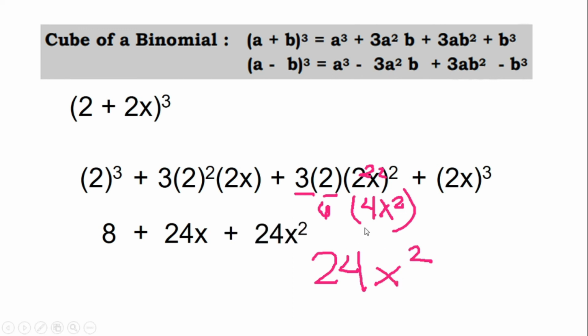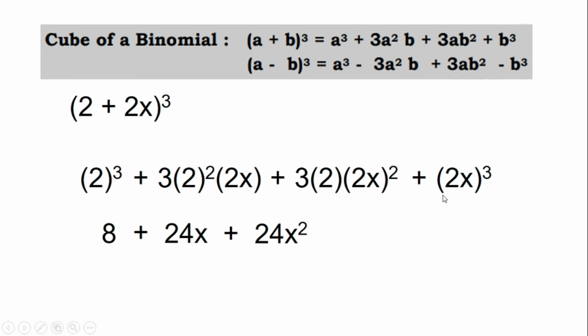And then we have here 2x cubed. So ibig sabihin, si 2 naka-cube yan. Si x naka-cube din yan. So 2 times 2 times 2, that is 8x cubed. Ito ay 8 x cubed. So we have here 8 plus 24x plus 24x squared plus 8x cubed.